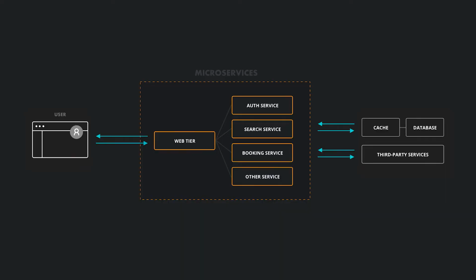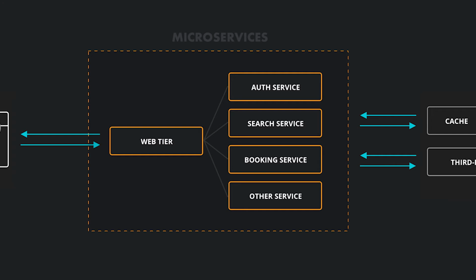Now we talked about the web tier a little bit and the custom code there. What about the actual microservices? So now we've got, instead of one big monolith, 10 different services, or maybe 1,000 different services.